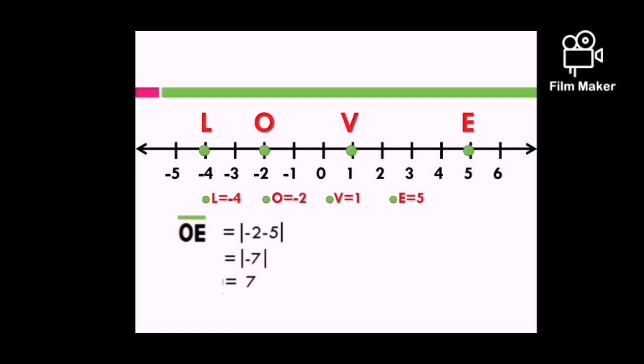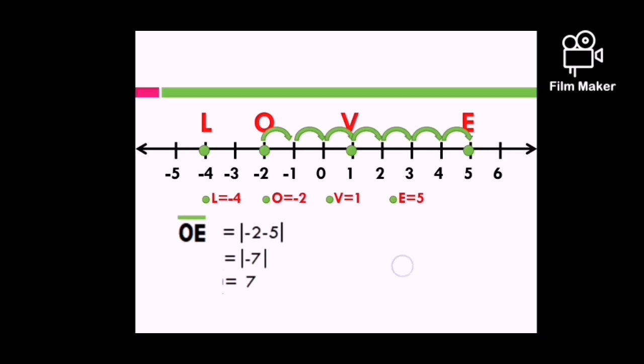Remember, the absolute value is always positive. So the distance between 2 points is always positive. Let us check if the distance from point O to point E is 7. So let us count. 1, 2, 3, 4, 5, 6, 7. We got the same answer. So the distance or the measure of line segment OE is 7.